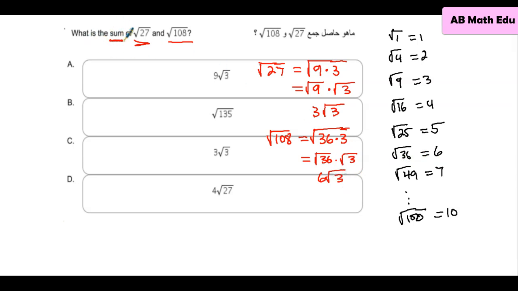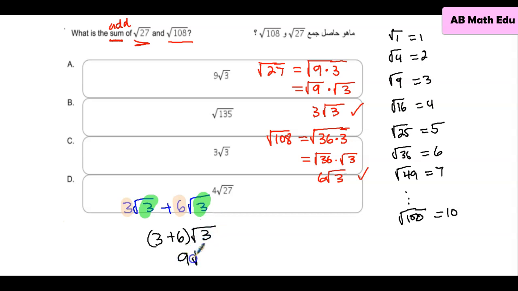Now the question wants us to find a sum. Sum means add. So now we are going to add this and that. When we are adding 3 root 3 plus 6 root 3, this tells us that they are like terms, okay? So you don't add the radicals, but you're going to add the coefficients, this and that. So 3 plus 6 and all root 3, and that gives you 9 root 3. And that's the final answer, and that's the A.